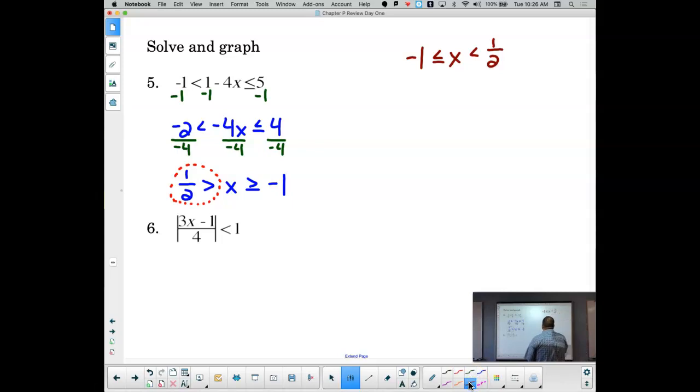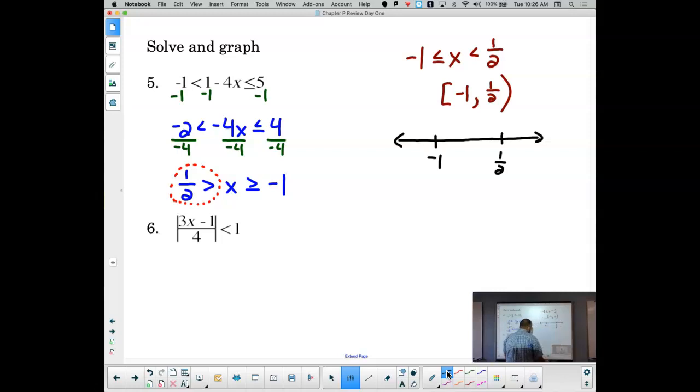Same inequality, but now in interval notation, it would look like this. So that would be the interval notation for the same inequality. And the graph of it, the two numbers I care about are negative 1 and positive 1/2. I would have a closed circle or a closed dot at negative 1. I would have an open dot at 1/2. And I would have a handle going in between them. Okay?